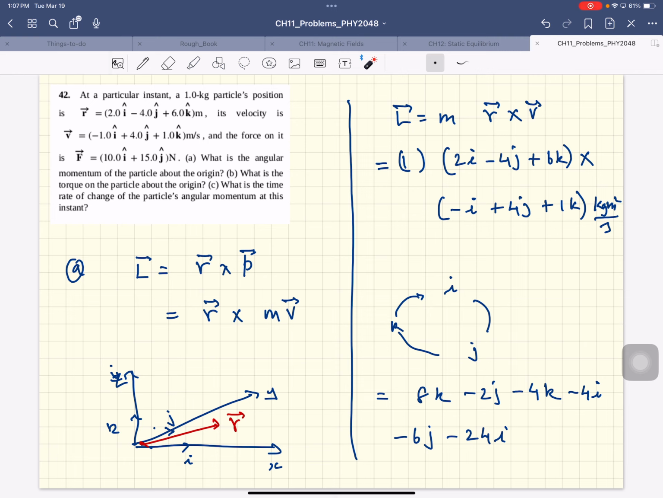All right, now you can just collect the terms. So this is minus 28i minus 8j plus 4k. And the units are kg meter square per second.